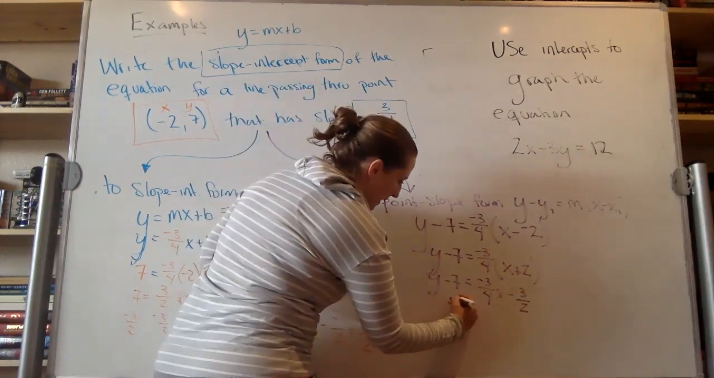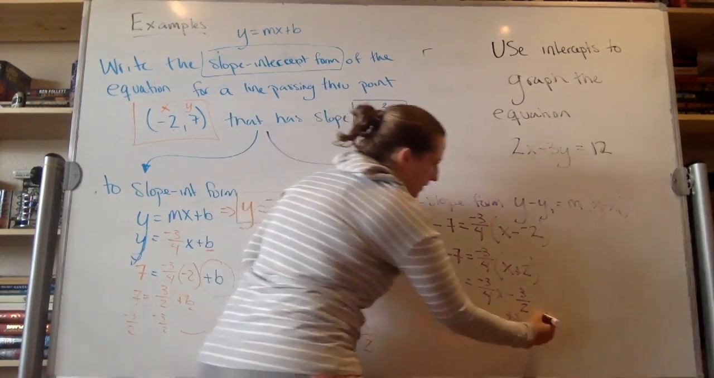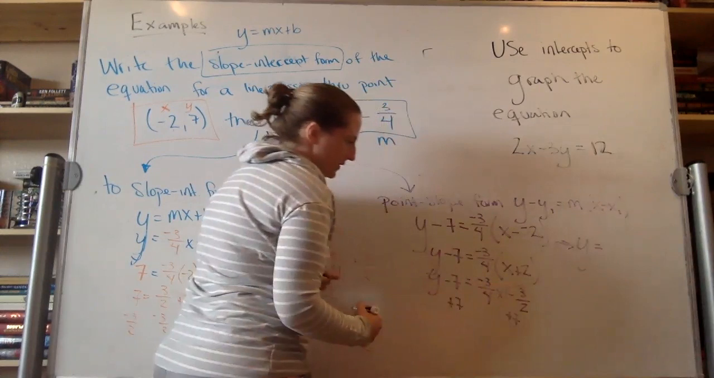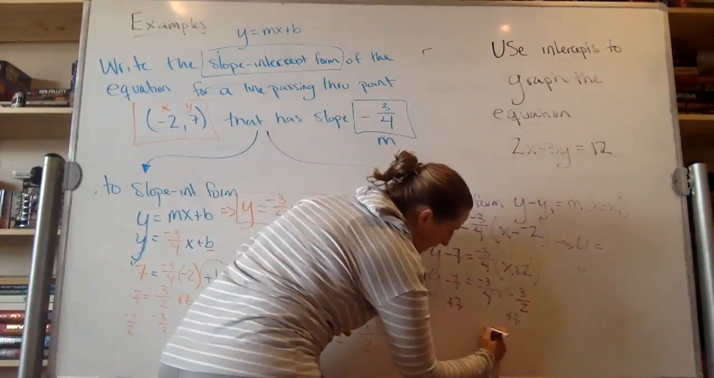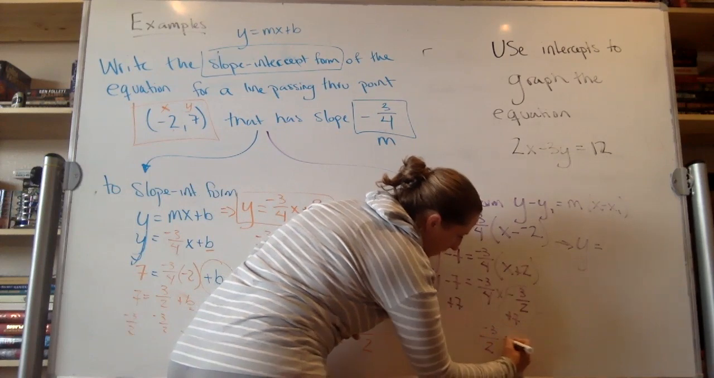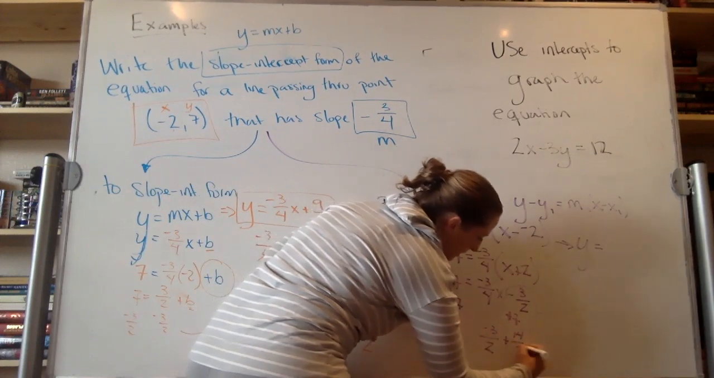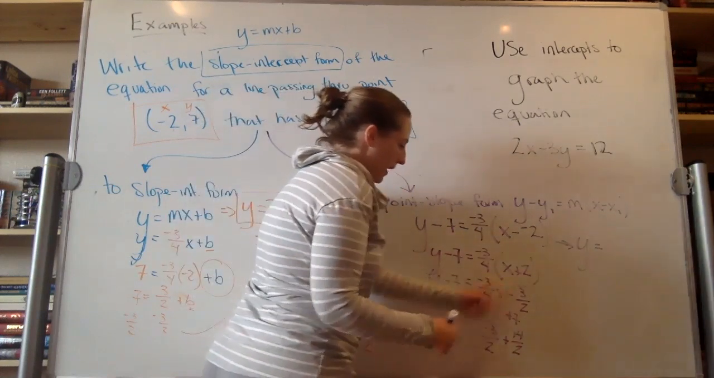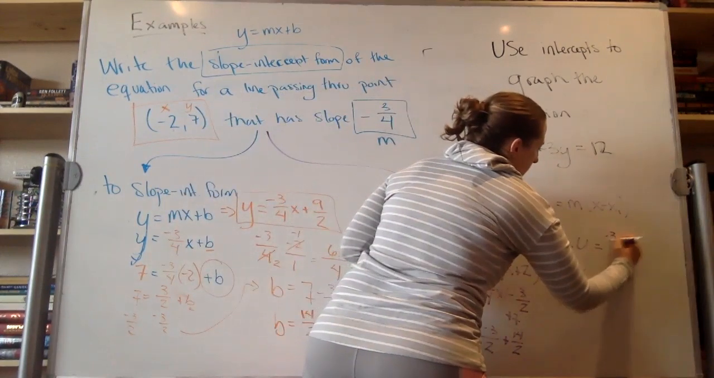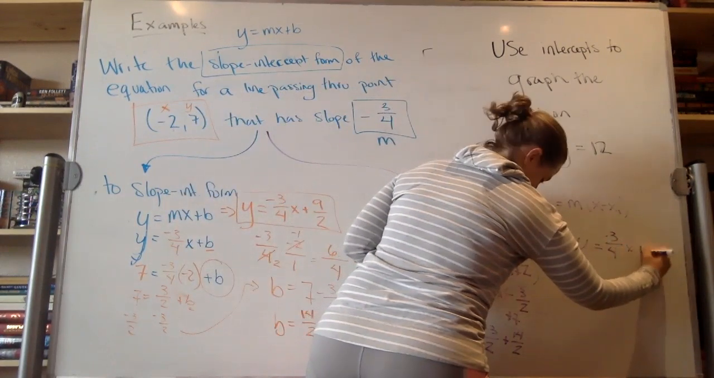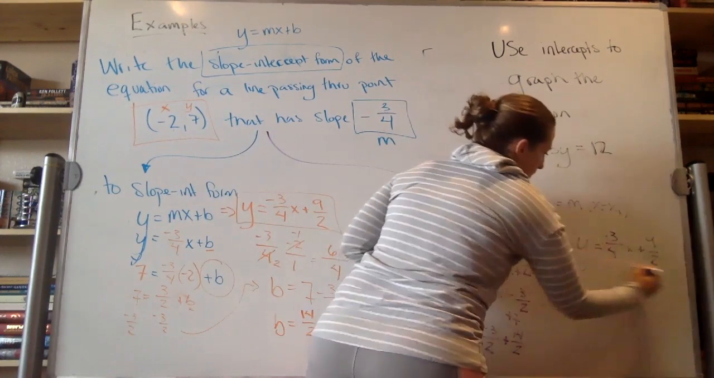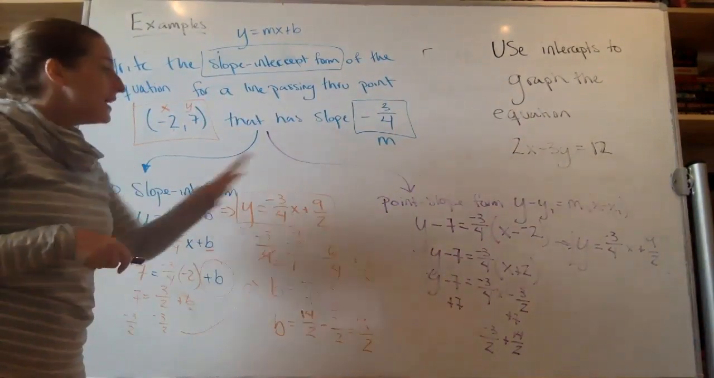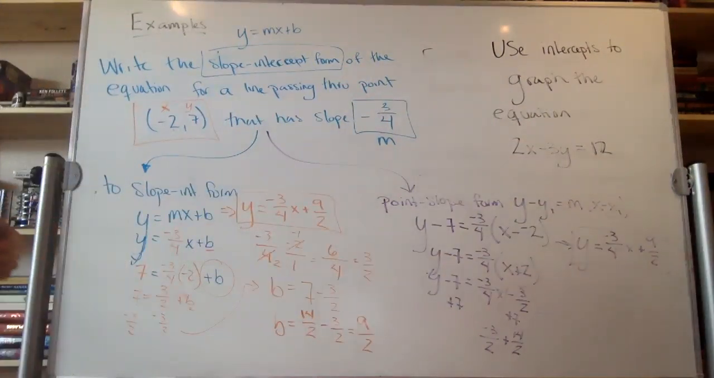And last, I need to add 7 to both sides. So I end up with y equals, I need to combine negative 3 halves and 7. That should look familiar. Negative 3 halves plus 7 is the same thing as 14 halves. Negative 3 plus 14 is 9. So when I combine those, I'm left with y equals negative 3 halves x plus 9 halves. Notice we got the same thing with either method. We got the same slope-intercept equation. Either way is fine. Do whichever one you feel makes the most sense.